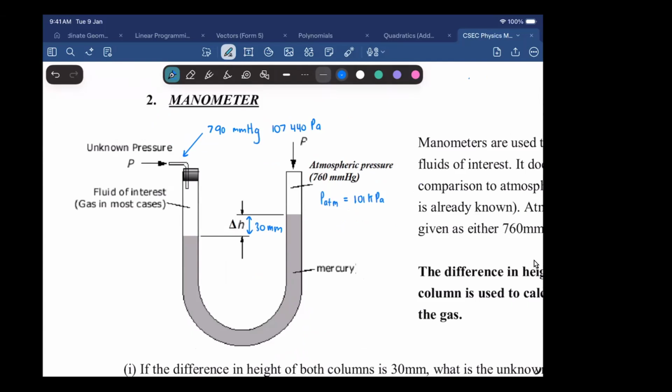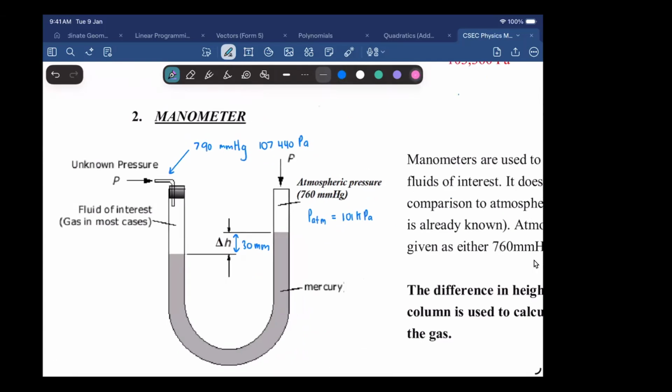Yes, sir. And let me show you something, right? Difference in pressure, delta just means change or difference, right? Difference in pressure would be 107,440 minus 101,000. Do that calculation fast and tell me what you get. 6,440. Mm-hmm.